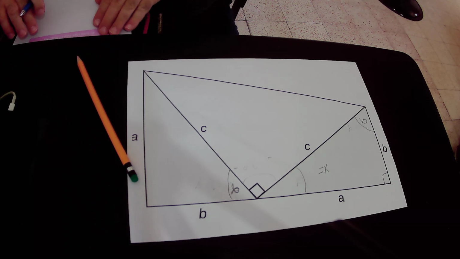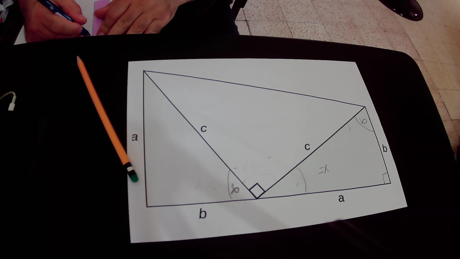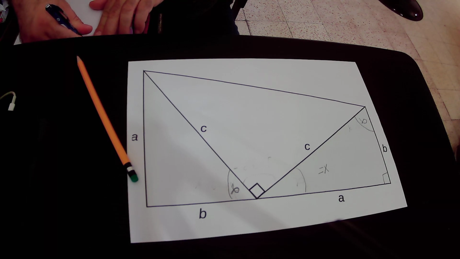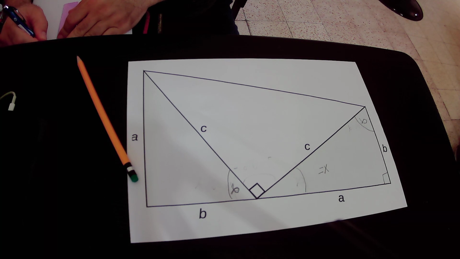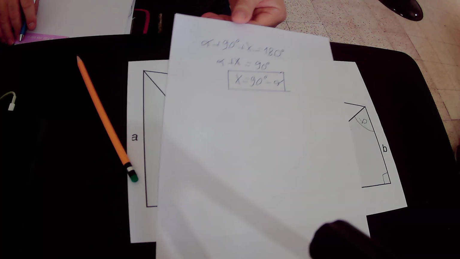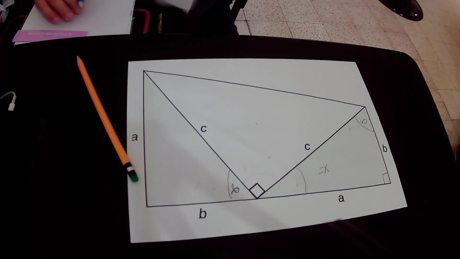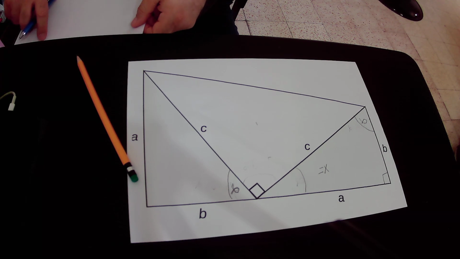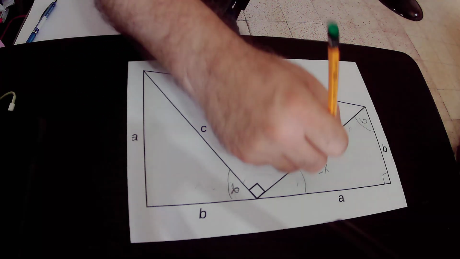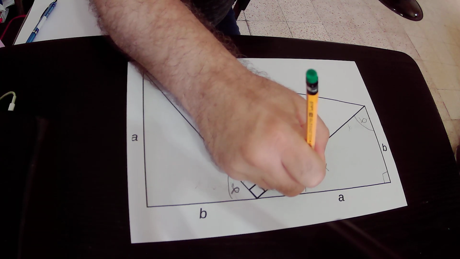Okay, in this way we found the angle x. x equals 90 degrees minus alpha. We can write here that x equals 90 degrees minus alpha.